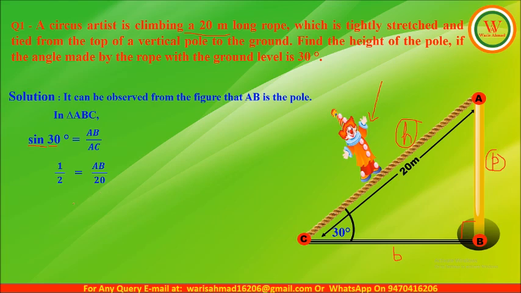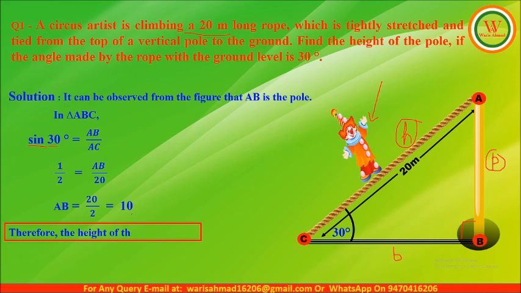Hence the value of AB will be equal to 20 upon 2, that will be equal to 10 meter. Finally, the answer is: the height of the pole is 10 meter. So this is the final solution of this question.